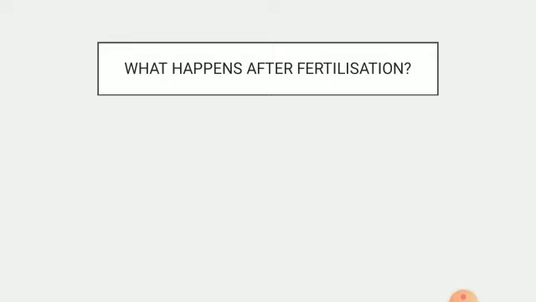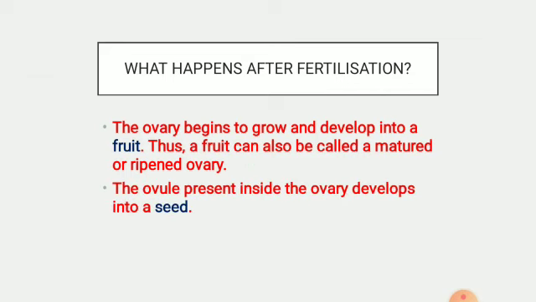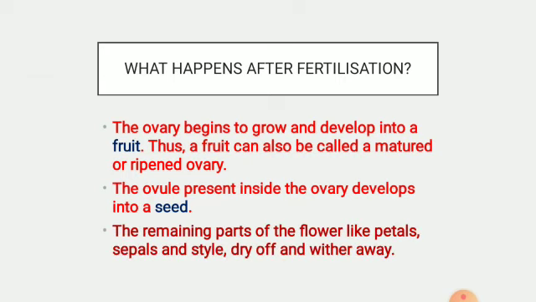What happens after fertilization? After fertilization, the ovary begins to grow and develops into a fruit. Thus, a fruit can also be called a matured or ripened ovary. The ovule present inside the ovary develops into a seed, and the remaining parts of the flower, like petals, sepals, stamen, stigma, and style, dry off and wither away.